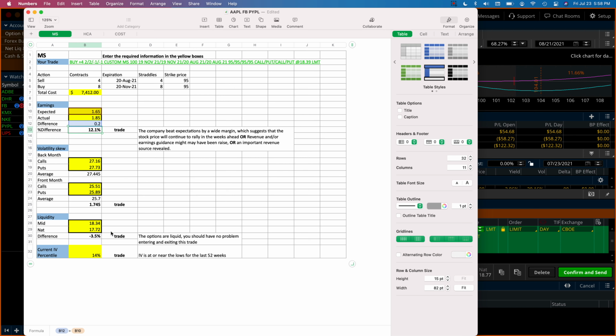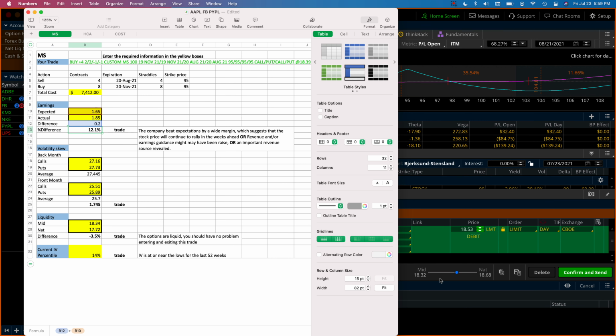Okay, I have something already here. I'm gonna show you. Okay, so the mid is 18.32. You can change it to be precise to the current market condition. And the natural is 18.68. And the difference is less than 3%. Again, if it's less than 3%, I consider it liquid enough for me to trade.